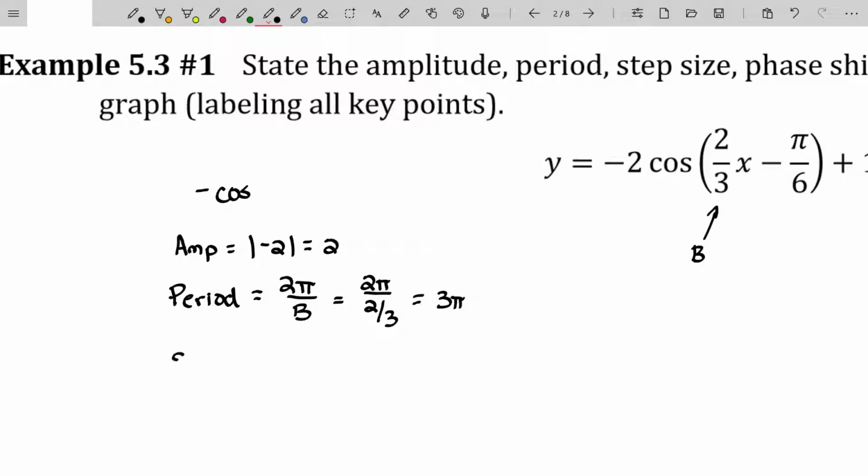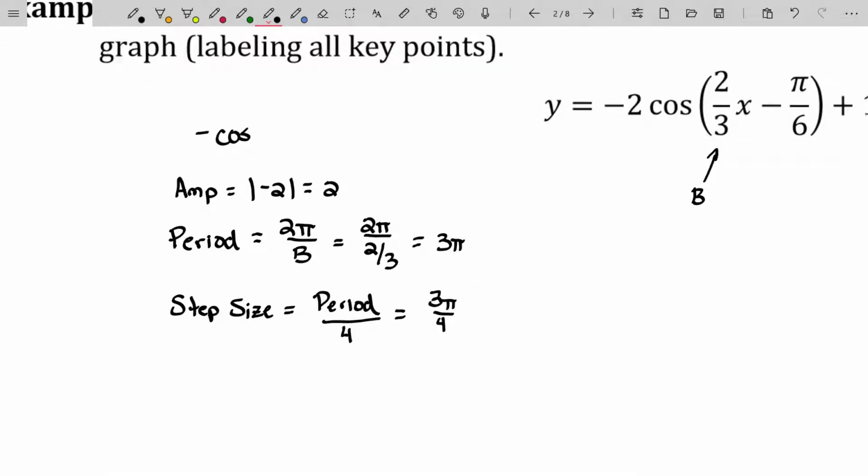I then want to state the step size because that helps me graph. If you've never used this method, it is a really nice method for graphing a single cycle of the trig function you're working with. It's the period over 4, so that's 3 pi over 4.